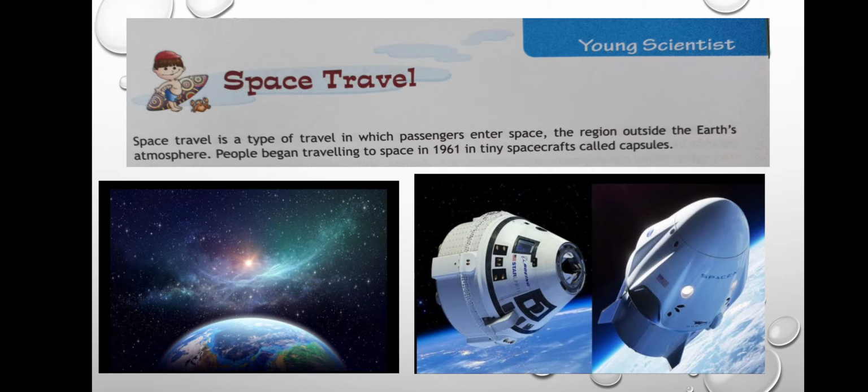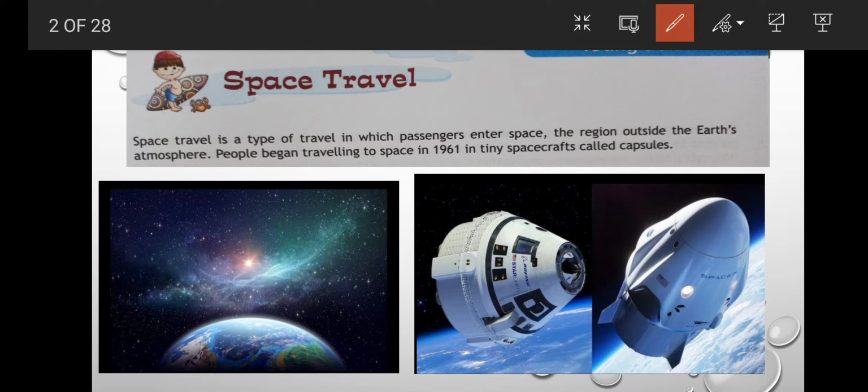Space travel is a type of travel in which passengers enter space, the region outside the Earth's atmosphere. People began traveling to space in 1961 in tiny spacecrafts called capsules. So, the region outside the Earth's atmosphere is known as space. And when someone travels to this region, this kind of travel is known as space travel. Space traveling started in the year 1961. Spacecrafts are used for this, and these spacecrafts are also known as capsules.